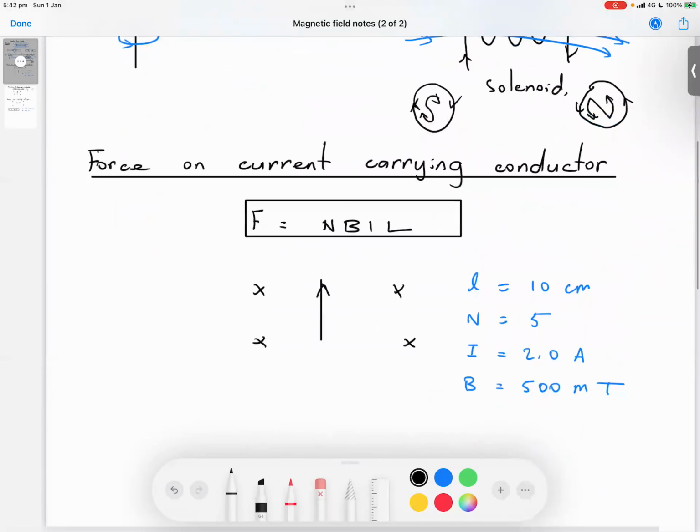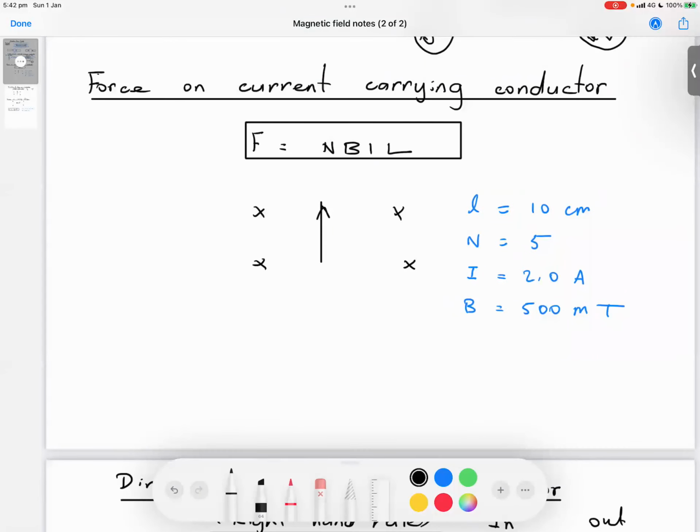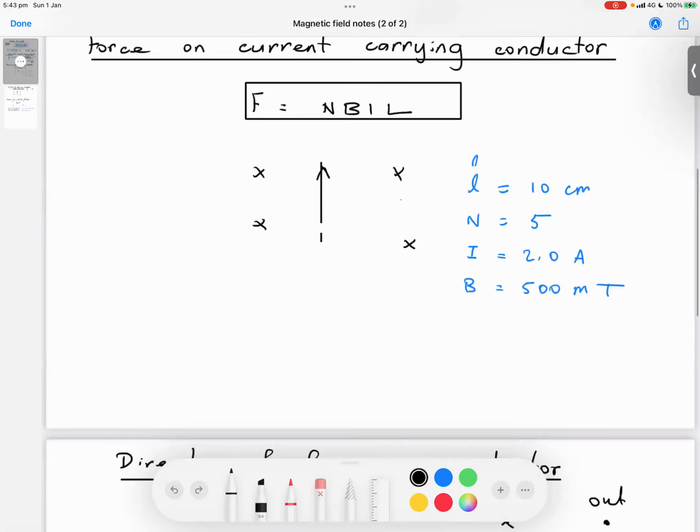All right, so if we've got a current carrying conductor, such as this one, in the presence of an external magnetic field, that means we've got two magnetic fields interacting with each other. So that means we'll get a force happening. So there's a formula we need to know for the size of the force, and it's F equals NBIL. And I'll go through what each of the quantities are there via an example.